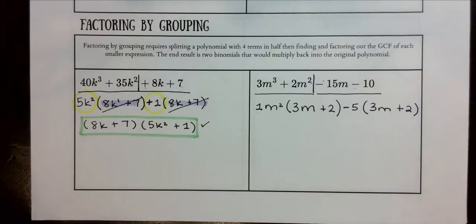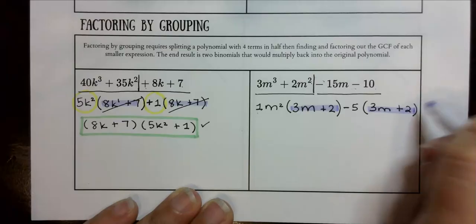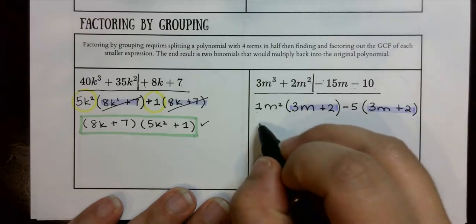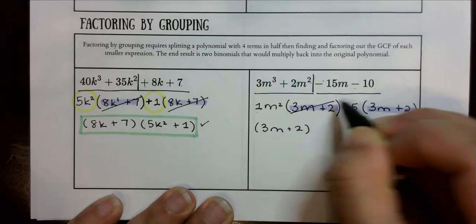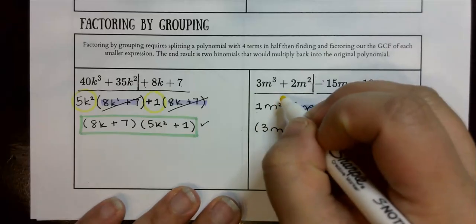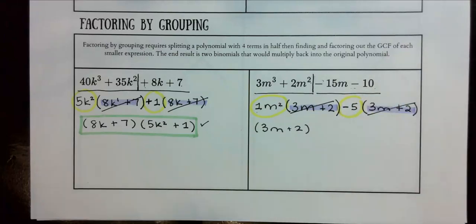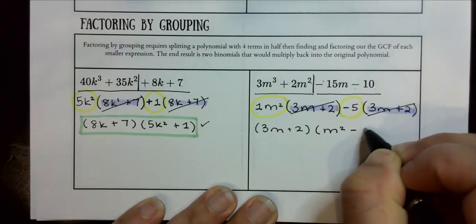I'm going to pause right here, make sure that I did this correctly. So I'm going to look at the parentheses, and I can see that they're exactly the same. They both have 3m plus 2. So I'm going to write it once and cross them out. When I do that, I can see that the only thing left over is this and this. So I'm going to put both of those in its own parentheses. So m squared minus 5.